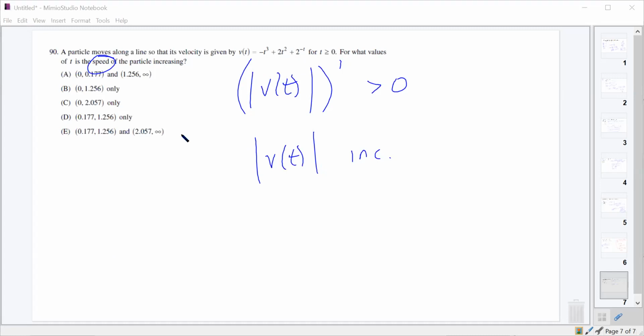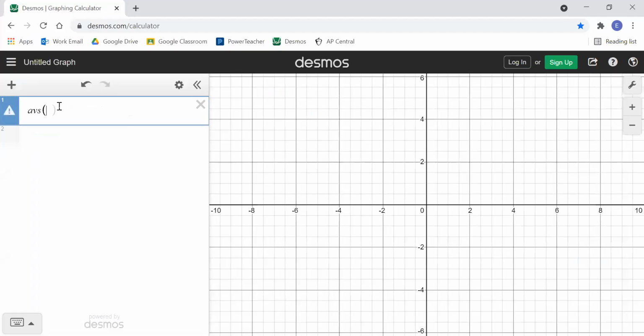I need somebody to reread that equation back to me. I know it's absolute value. What was it? Negative x cubed, is that right? And then what was the rest of it? Plus 2x squared plus 2 to the negative x.